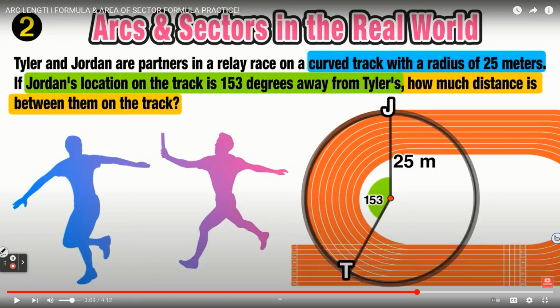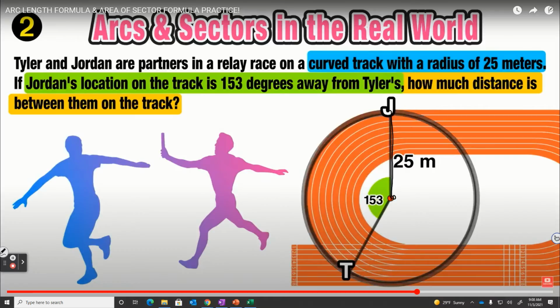So from the center of the track out to, it looks like he's in the furthest lane, is a radius. This is a radius here, 25 meters. And then the angle between them, this is a central angle from the center to the outside, is 153 degrees. See if you can calculate the distance between them. So this is the arc length, the distance that you would have to run. If you didn't write down the formula, too bad.